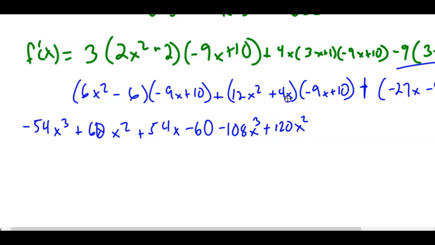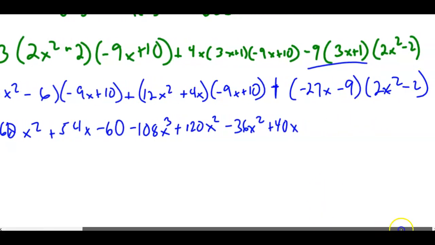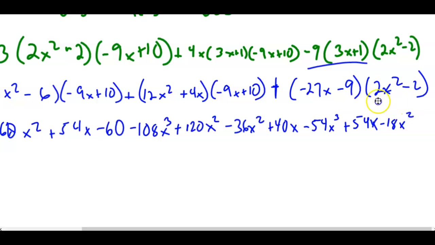Okay. And then 4x times negative 9x is going to be a negative 36x squared. And 4x times 10 is a positive 40x. Lastly, negative 27x times 2x squared is going to be a negative 54x cubed. And then negative 27x times negative 2 is positive 54x. And then negative 9 times 2x squared is a negative 18x squared. And negative 9 times a negative 2 is a positive 18. Now let's simplify everything.